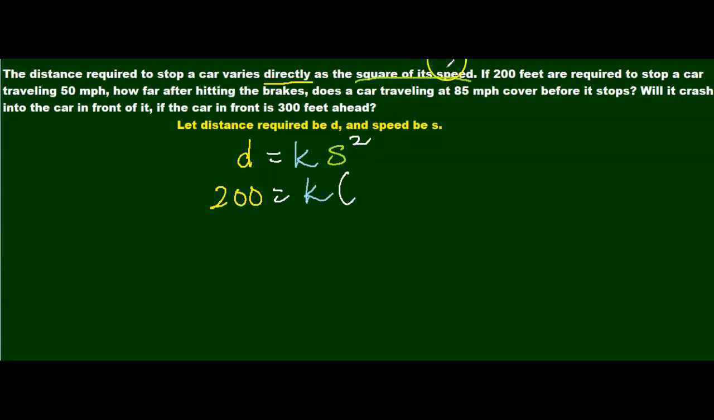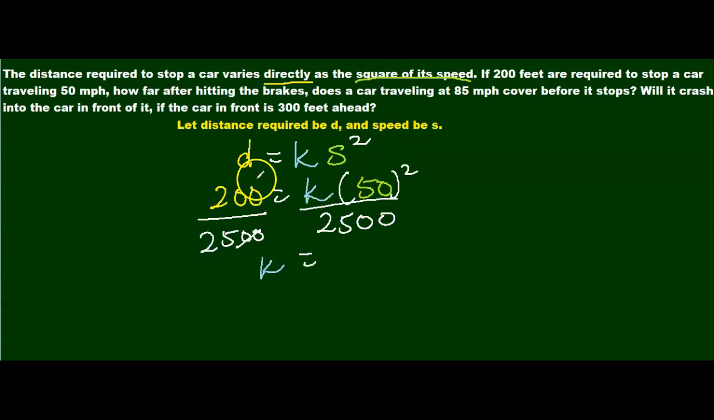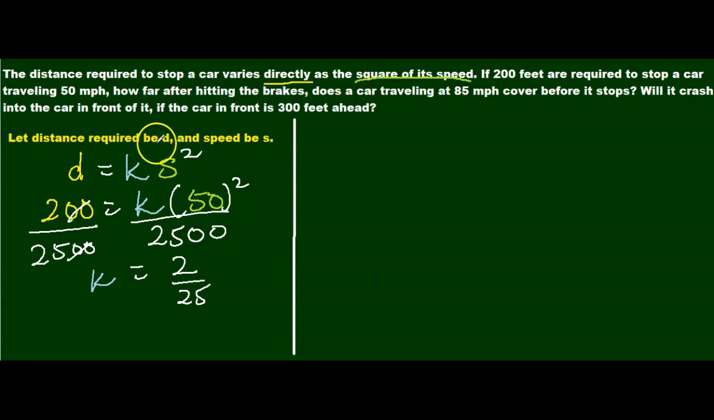And our S, which is the speed, is 50, squared is 2500. So we're going to divide both sides by 2500 to get K, and cancel these zeros away, and that will give us 2 over 25. So we found our K, and then we're going to plug our K back into the equation that we set up in the beginning. And we want to find the distance, so we don't know what D is. So we can say that D equals, now your K is 2 over 25.